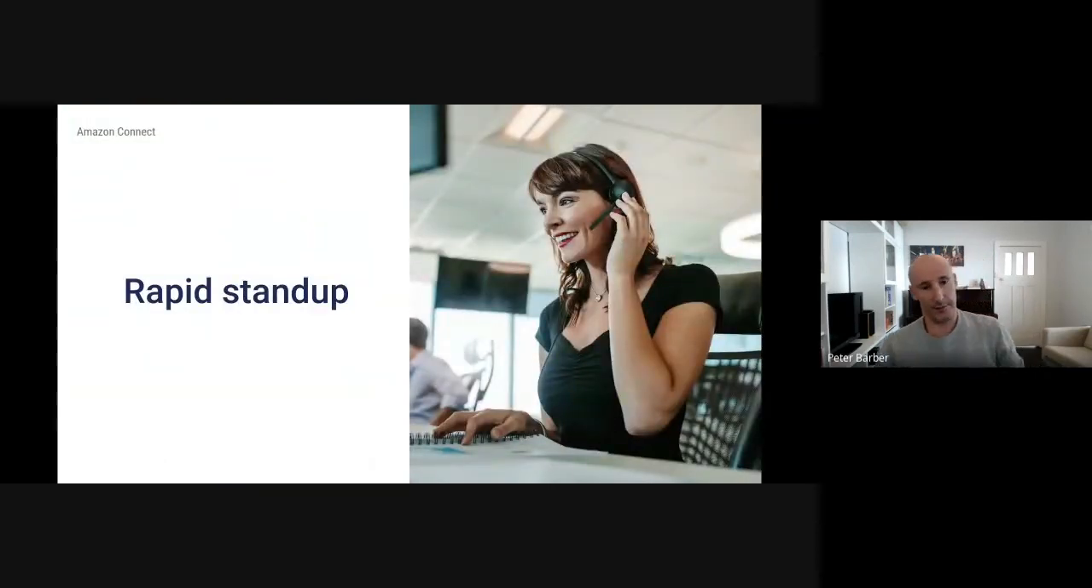Another advantage is that it's extremely quick to stand up. An example is the American Red Cross during Hurricane Harvey, which actually set up a call center within 48 hours using Amazon Connect. And this included getting the agents trained up and having phone numbers allocated. So incredible speed to actually get something out there and running. As you can see, in emergency situations, that's a big advantage.